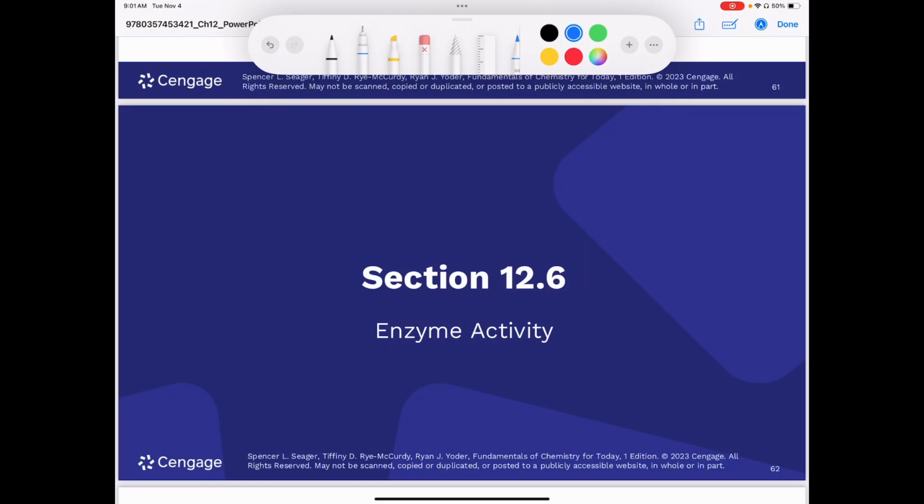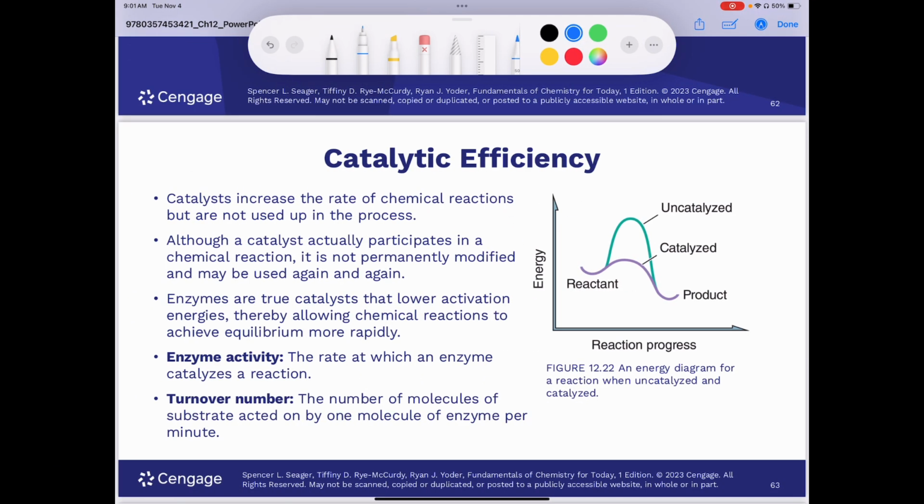Enzyme activity. Catalysts increase the rate of chemical reactions, but are not used up in the process. Although a catalyst actually participates in a chemical reaction, it's not permanently modified and may be used again and again. And so this is one of the reasons why using catalysts is so popular now, because it's environmentally friendly, right? The catalyst gets recycled over and over.